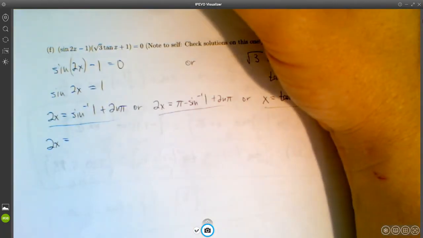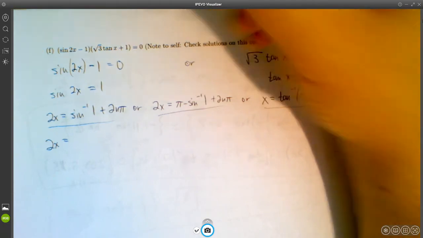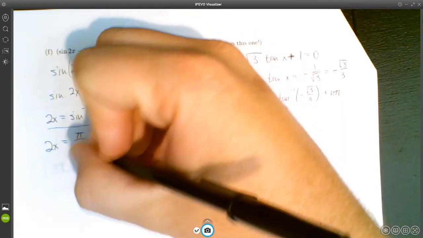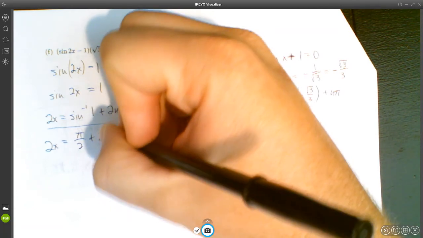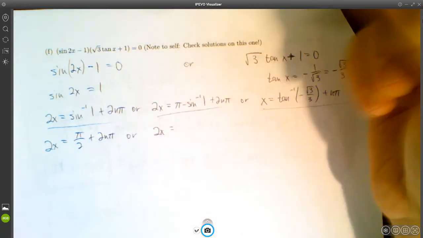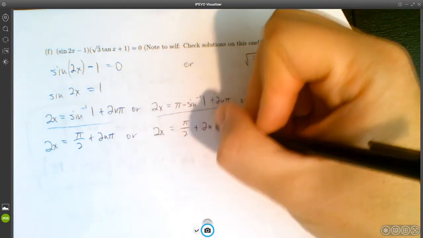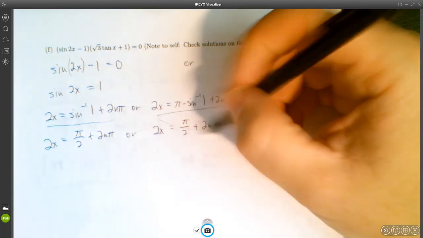Sine inverse of 1, that's going to be pi over 2, right? So we get pi over 2 plus 2n pi, or 2x is pi minus pi over 2. Well, wouldn't you know it? That's just pi over 2 plus 2n pi. So this is redundant, right? This gives us the same solution set.